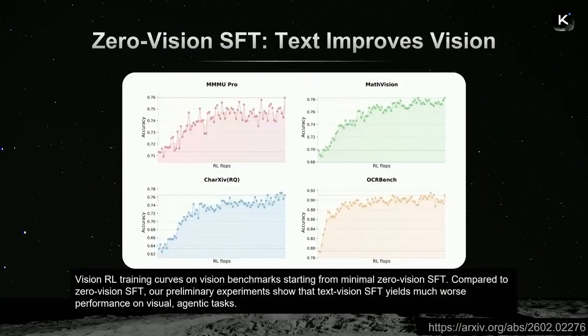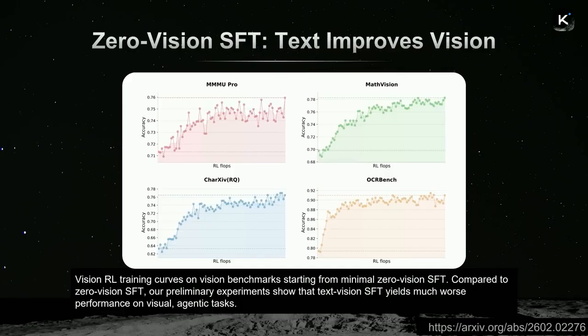And on the other hand, text also improves vision. If you have a very strong text base, you actually don't need any vision SFT data in the training process. And this is the approach that we adopt. It's called zero vision SFT. Basically, we have zero vision SFT data, and the only SFT data that we have is the text SFT data. And then we do a joint RL over text and vision.